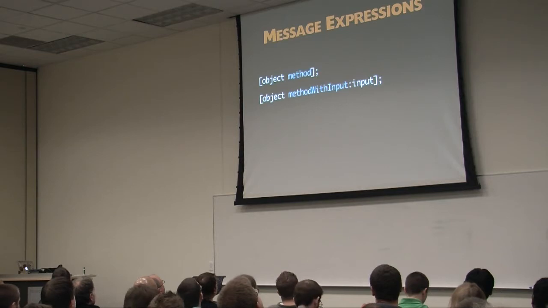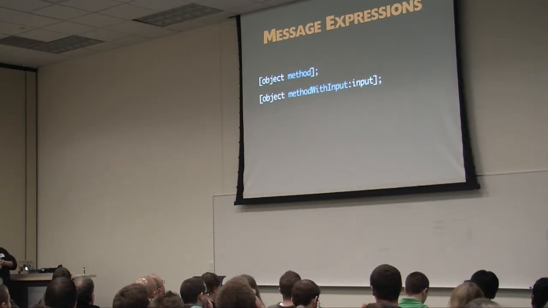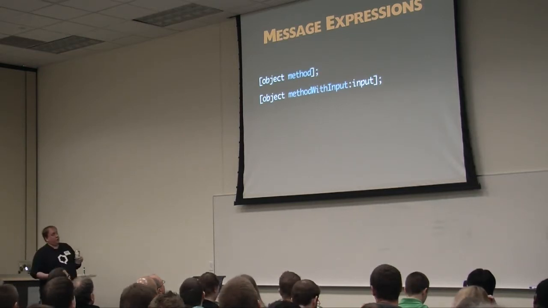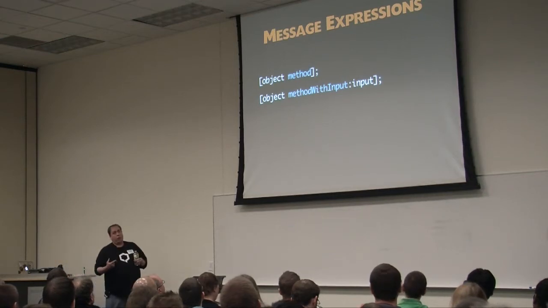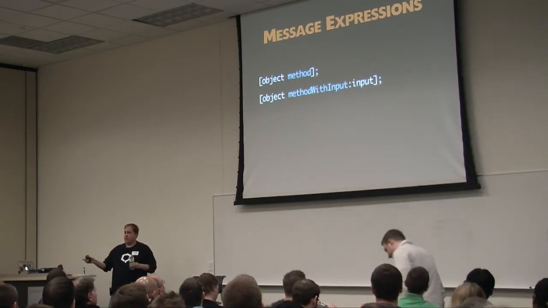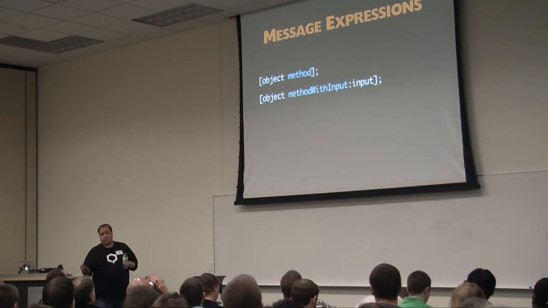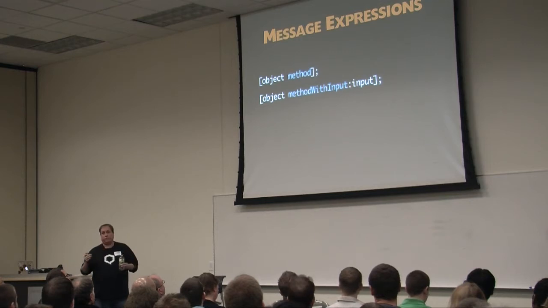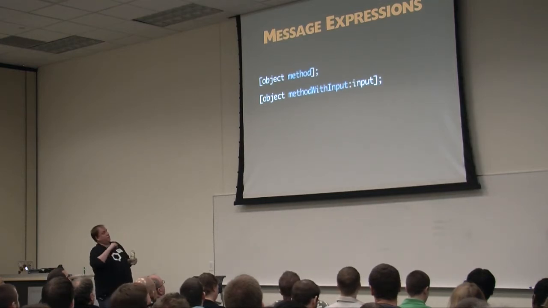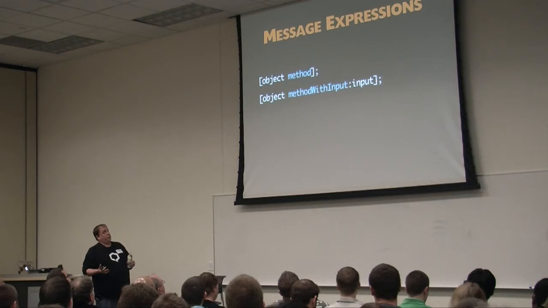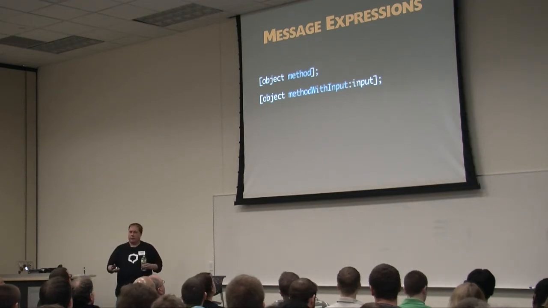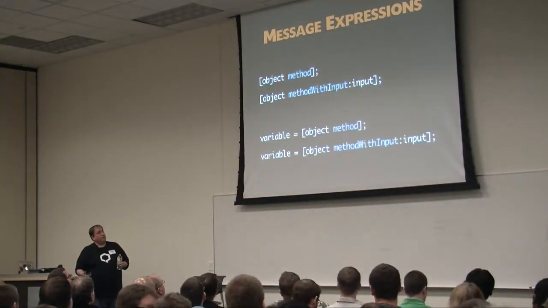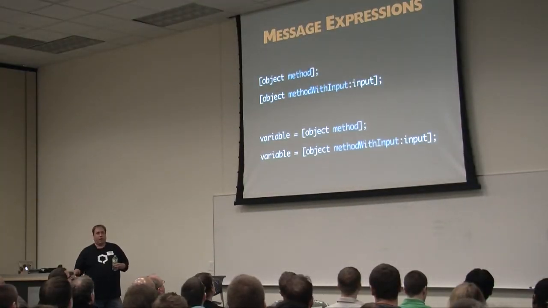So if you want to call a method on an object, it looks like this. The method expression is contained in square brackets and followed by a semicolon. The object comes first, the method name comes second. If the method takes an input parameter, it's separated from the signature keyword by a colon. So in that second example, you can see that we're calling method with input on object, and we're passing it parameter value input. As you'd expect from a message expression, it can have a return value, and it looks like you would expect it to.